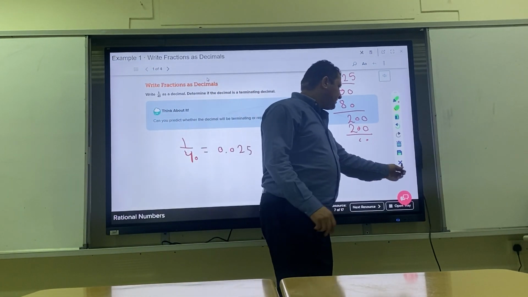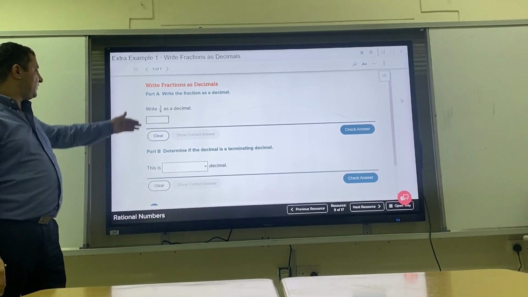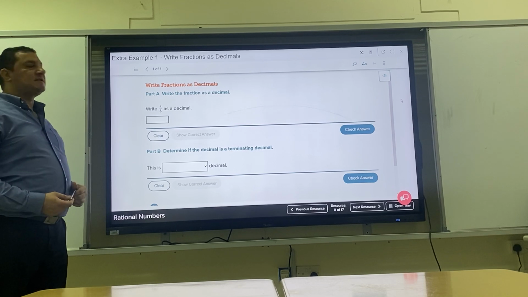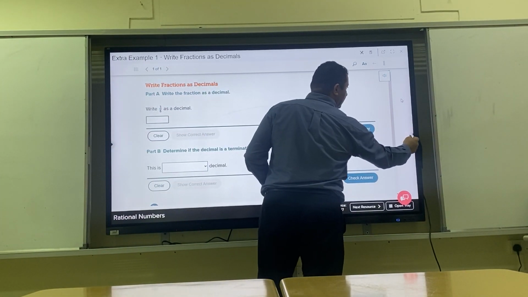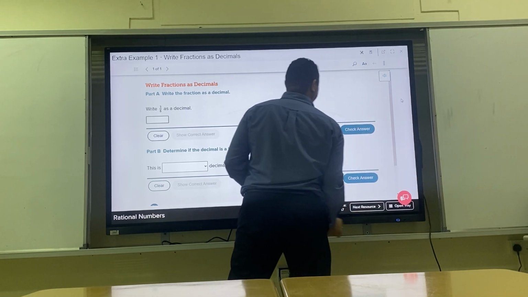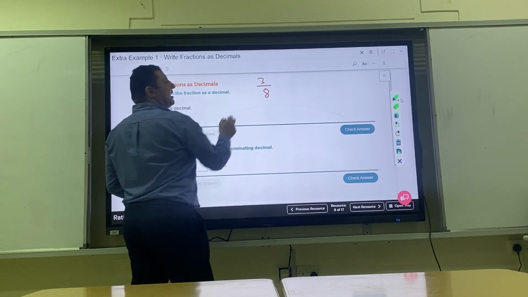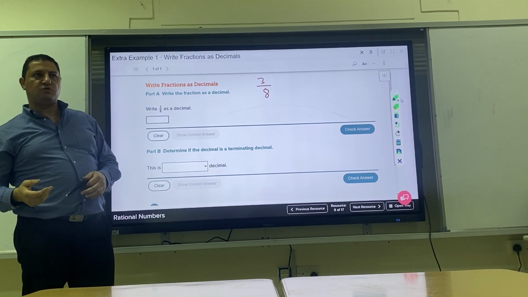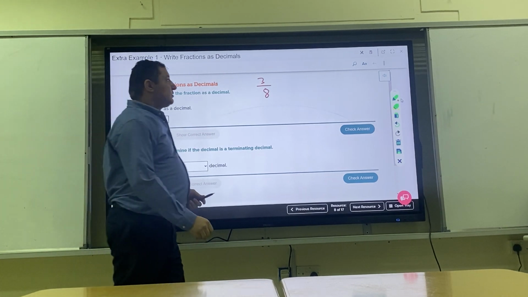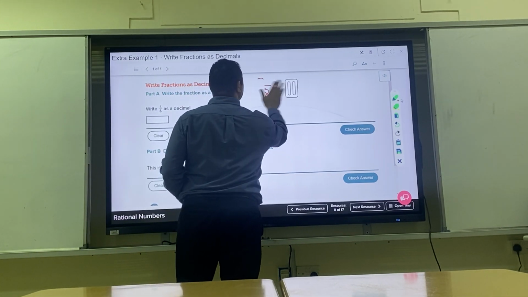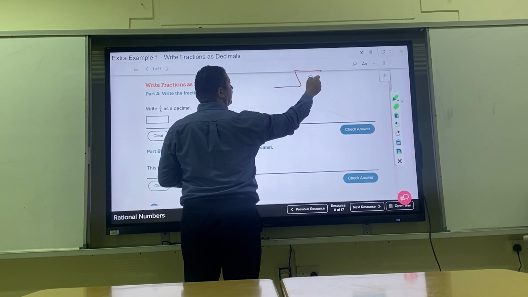Okay, let's have one more example. Write 3/8 as a decimal. And again, to write it as a decimal, we need to convert this fraction into a long division. So how can I write it as a long division? Like this. 3 divided by 8.